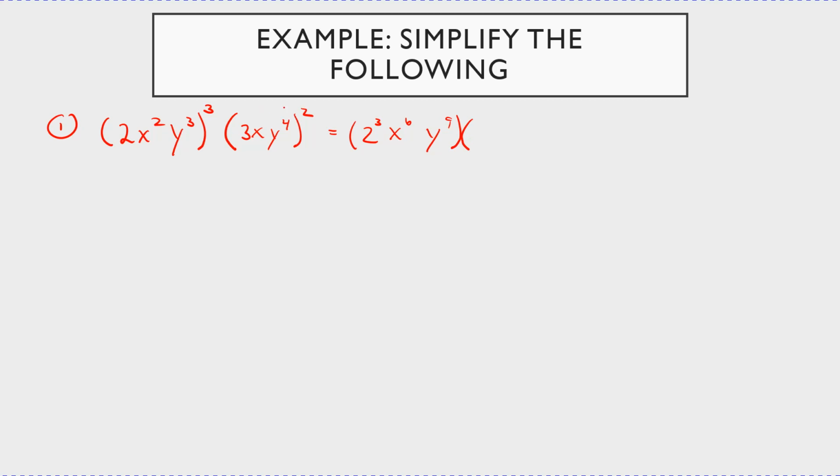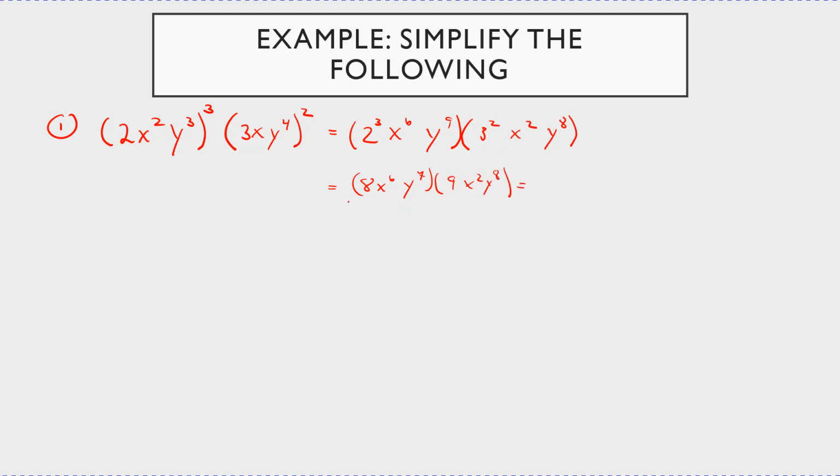Times, now distribute here. 3 times 3 squared, I'll write it as 3 squared though. X squared gives you x squared. And then y to the 4th squared, so 4 times 2 gets me y to the 8th. So then 2 cubed gets me 8, x to the 6th, y to the 9th, times, well, 3 squared gets me 9, x squared, y to the 8th.